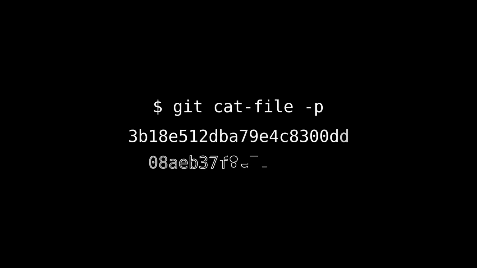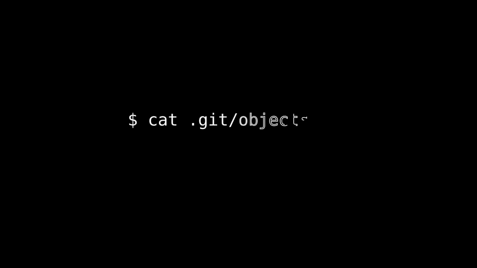git cat-file -p, then the hash. The letter p stands for pretty print. Git decompresses the blob and shows us the content. Hello world, the exact bytes we wrote in episode 1. But here's something interesting. If we cat the raw file directly, bypassing Git, we get garbage. The blob on disk is not plain text. Git compresses it with zlib. The cat-file command decompresses on the fly.